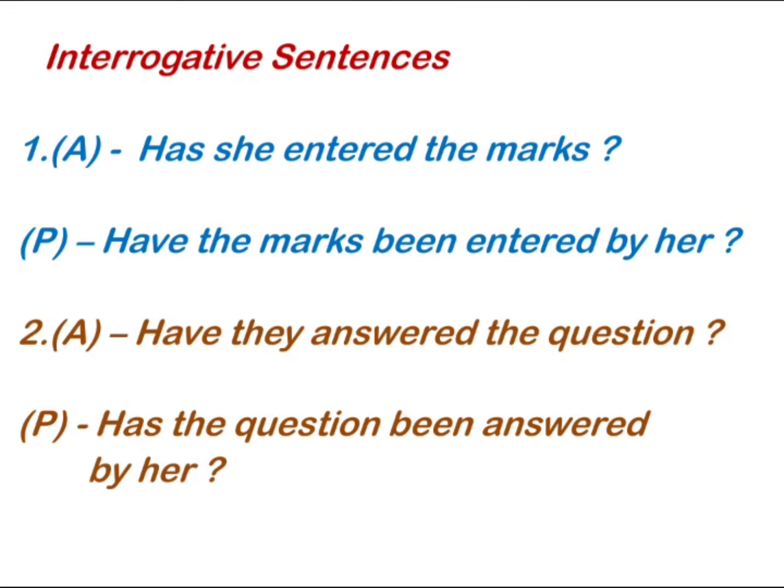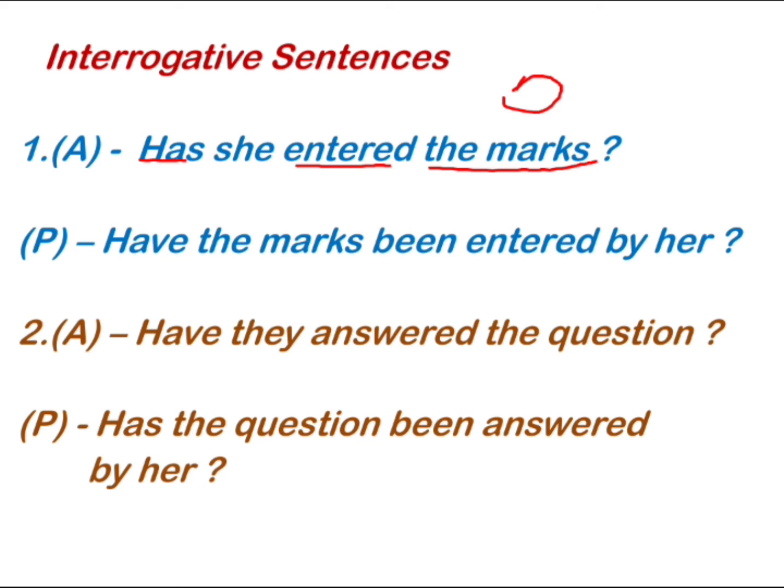Now let's see the change of interrogative sentences. Has she entered the marks? Has denotes the perfect form, and she is the subject. She is singular, so we have used has. Entered is the past participle. What did she enter? Marks. So the marks is the object. Has is the auxiliary verb.